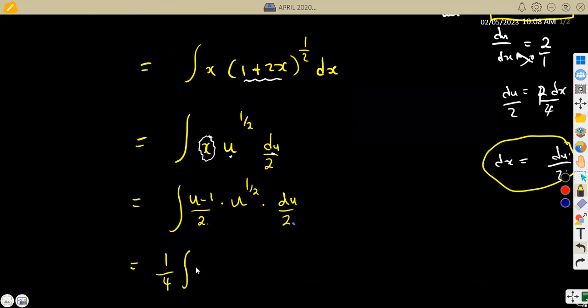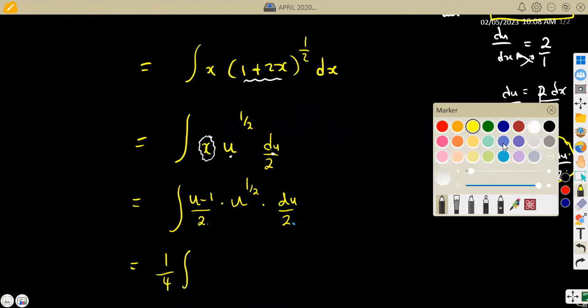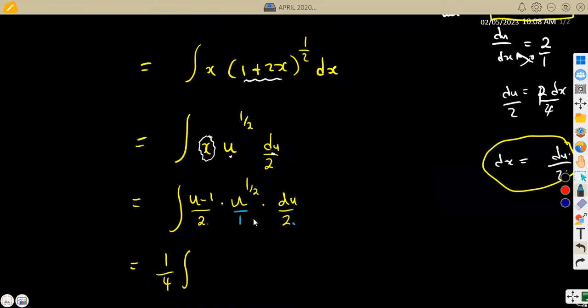Okay, then we remain with the integral of, take note, u to the exponent of a half is the same as u over 1. So which means we can actually multiply this bracket. That's u to the exponent of a half times u, or we are now back to the laws of exponents. You are multiplying u to the exponent of 1 times u to the exponent of a half. So you add the exponents because the bases are the same. So that's u to the exponent of 1 plus a half, which is 3 over 2. So we are going to remain with the integral of u to the exponent of 3 over 2.